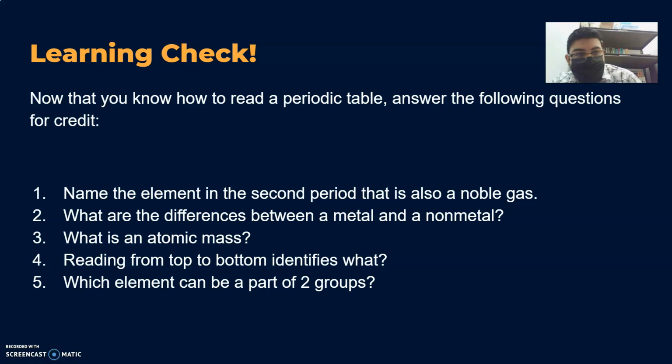So let's do a quick little learning check. Now that you know how to read a periodic table, that's all we're doing, understanding exactly how it's organized and how to read it. I want you to name the element in the second period that is also a noble gas. So you'll have to go back and understand how to do that. What are the differences between a metal and a nonmetal? What is an atomic mass? Reading from top to bottom identifies what, and which element can be a part of 2 groups? So go ahead and answer this stuff. Submit your notes to me, and then let's see if you understand how to perfectly read the table.